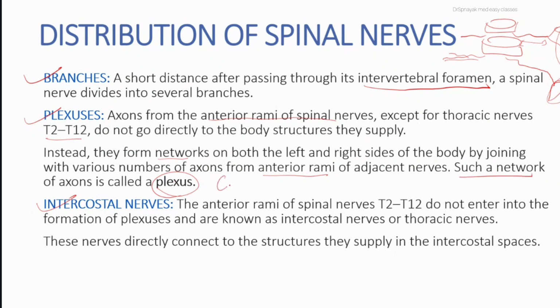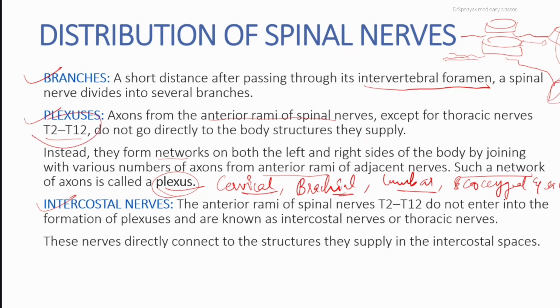There are multiple plexuses: the cervical plexus, the brachial plexus, the lumbar plexus, and the coccygeal and sacral plexus. So there are multiple networks that are formed from the cervical nerves, the lumbar nerves, and so on, and these nerves form networks together, which is termed a plexus. And these plexuses do not contain the nerves from T2 to T12. So these nerves form the intercostal nerves.